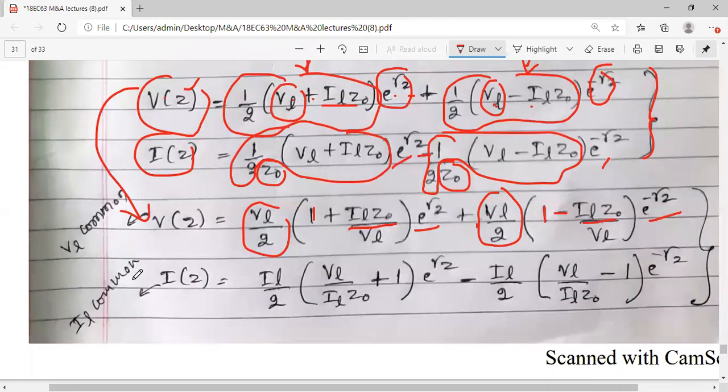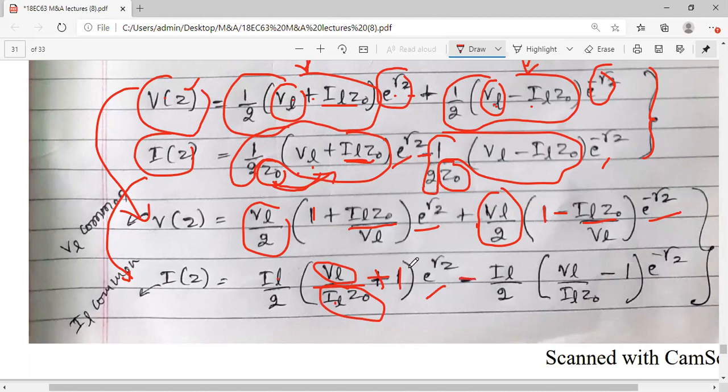Similarly, in the second current equation, take IL common. Okay, in the voltage equation, take VL common. In current equation, take IL common. You can see you have IL term here, and Z naught is already there. So take the Z naught inside. Z naught gets cancelled. This is 1. So 1 plus VL as it is. You don't have IL because IL is taken common. IL and Z naught is multiplied inside. First term. And exponential term as it is.